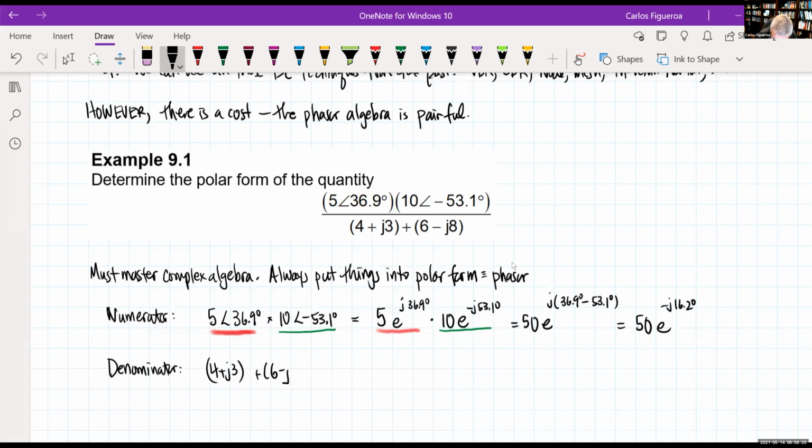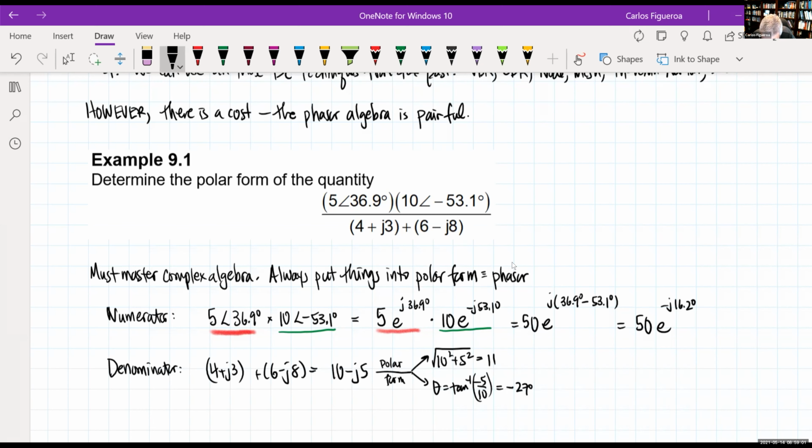plus 6 minus j8. So if I put that all together, this is going to be 10 minus j5. But wait a minute, it's got to go into polar form, right? So if I go into polar form, that really means this should be the square root of 10 squared plus 5 squared, which is then 11. And then the angle theta will be tan inverse of minus 5 over 10, and in this case it should be minus 27 degrees.